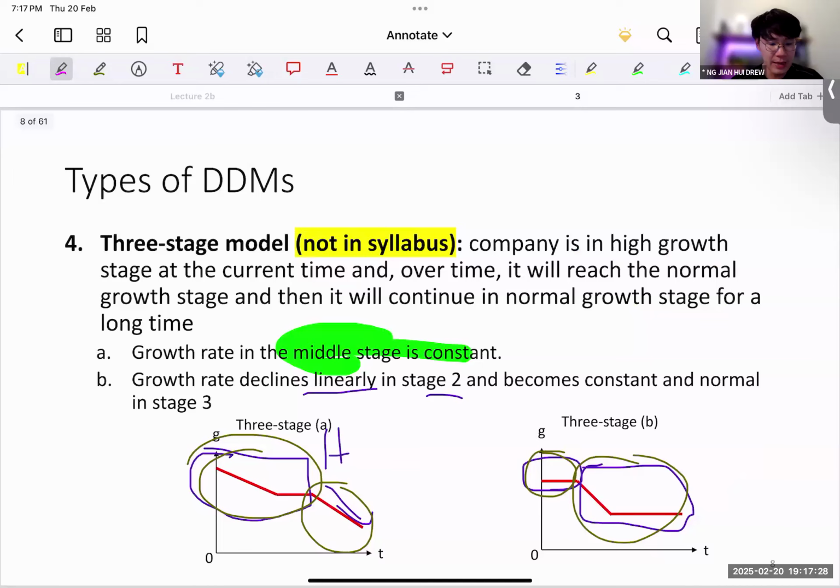Right, let me just highlight for you again. This is the H model, and there is a declining growth here, or flat closure.